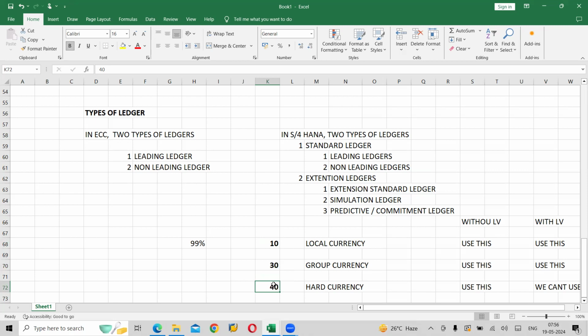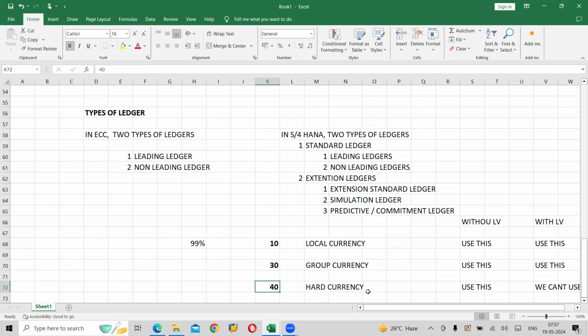Why did I take the example of hard currency in our scenario? We used multiple valuation. In real time, group currency is for consolidation report purposes, but here we also used hard currency for consolidation purposes only. That's the reason I took 40 everywhere. Hard currency is at country level, and group currency is at the reporting level. I wanted to show you country level reporting, so that's the reason we have taken 40.